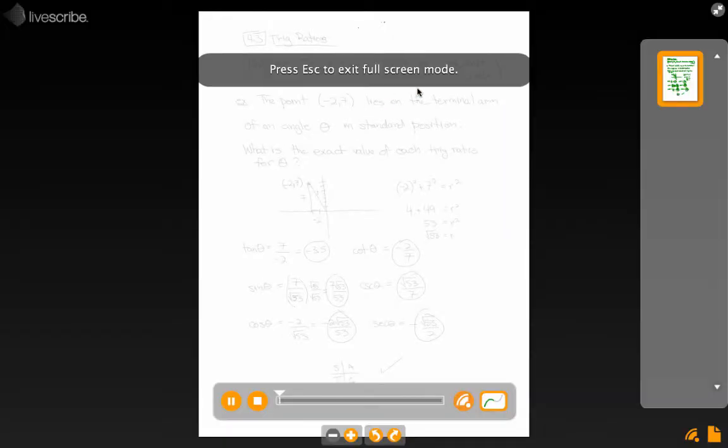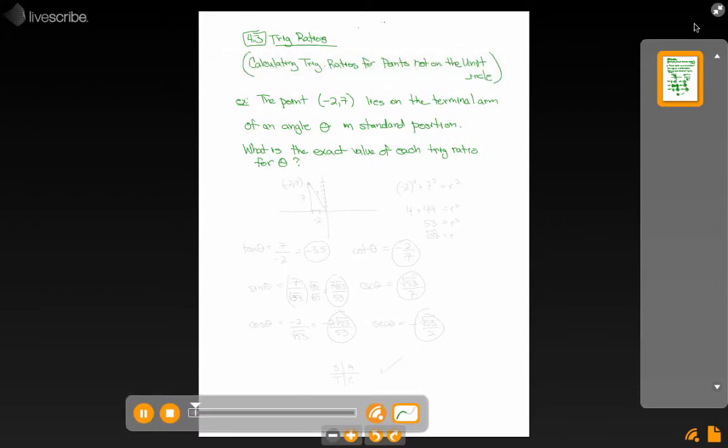Next example comes out of section 4.3, trig ratio. The example goes like this. We have a point given to us, the point -2, 7. It lies on the terminal arm of an angle theta in standard position, and the question is what's the exact value for each of the trig ratios for theta.